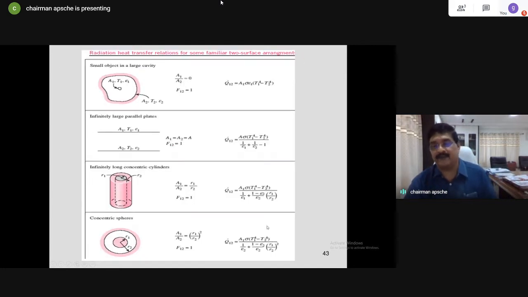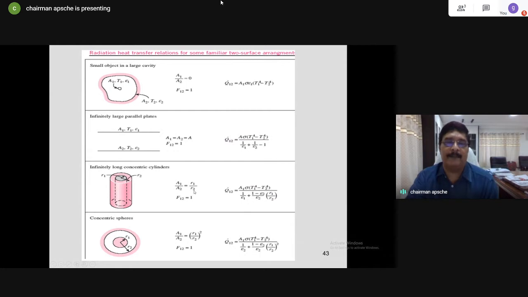So, these are simplified equations. You just needed to remember this. It can be R1 by R2 or it can be D1 by D2. Okay. If it is between two concentric spheres, A1 is 4 pi R1 square, A2 is 4 pi R2 square. So A1 by A2 ratio is radius ratio square, and F12 again here also is equal to 1. When you substitute that, you get this equation.